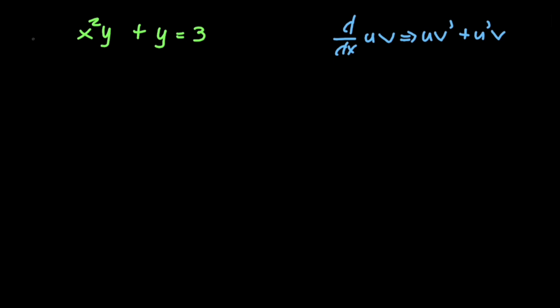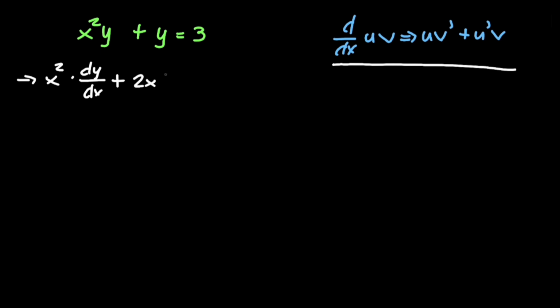Let's try this example. x squared multiplied by y plus y equals 3. Take the derivative of x squared multiplied by y. This is also the product rule, which is this formula, wherein you will get x squared multiplied by the derivative of y, which is dy over dx, plus the derivative of x squared, which is 2x, multiplied by y, plus the derivative of y is dy over dx, equals 0.